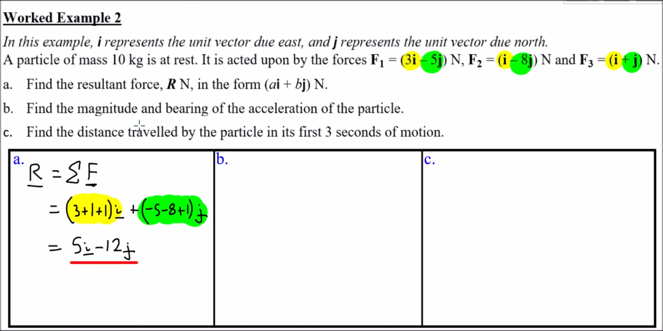Part B. Find the magnitude and bearing of the acceleration of the particle. So first of all, let's try and find the magnitude. So the magnitude is just simply a case of Pythagoras. So we take each of the numerical constant components of i and j, square them, add them together, then square root. So the size of the resultant is going to be 5 squared plus minus 12 squared.